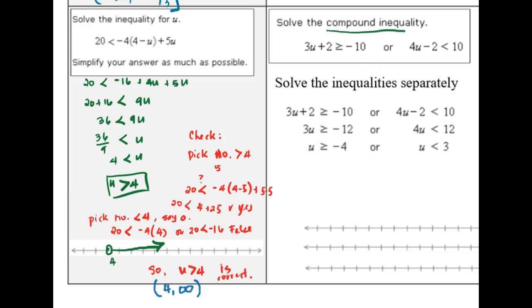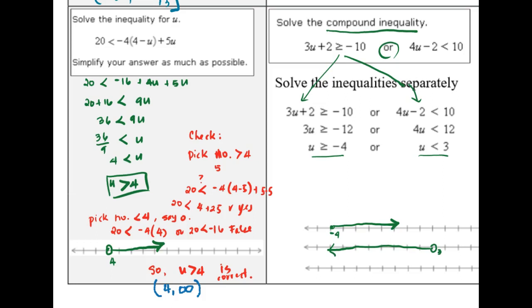Now we go to this compound inequality, which is an OR inequality. You solve the two inequalities separately. Using the same techniques, we come up with u greater than or equal to -4 or u less than 3. The variables are on the left-hand side, so it is easy to draw the graphs for each of these basic inequalities.